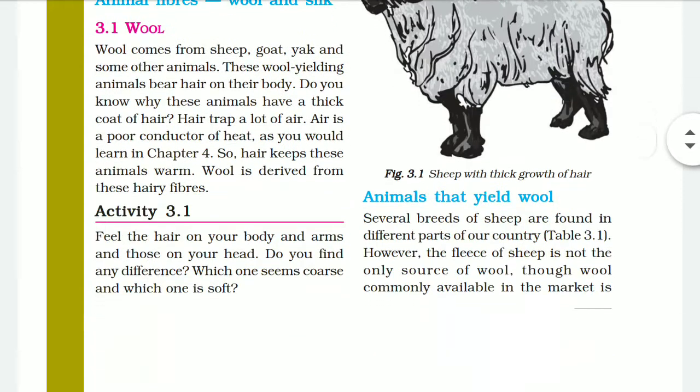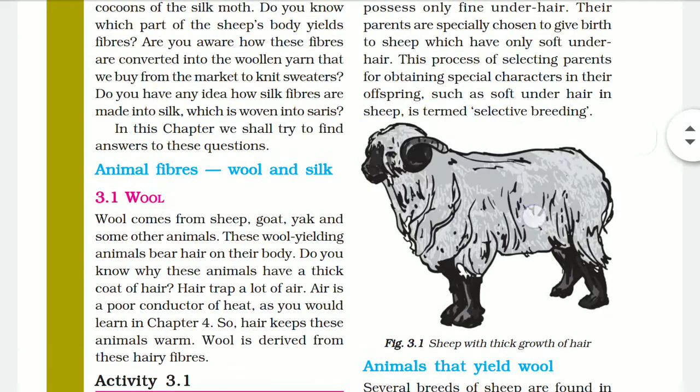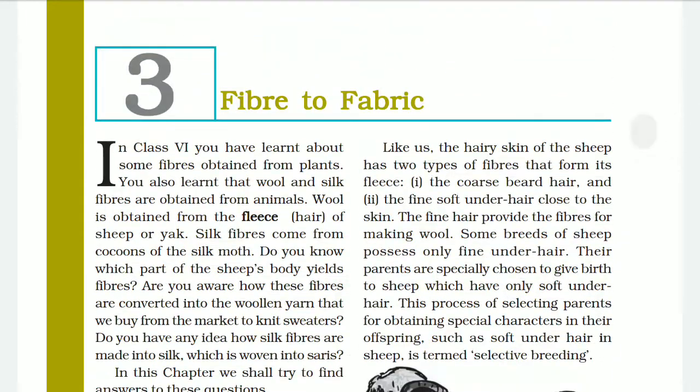Now there is an activity given here, right? It shows whether the hair on the body and arms is the same or different. Like us, the skin of the sheep has two types of fibers, and together they form a fleece. First, the coarse beard hair, and then the fine soft hair close to the skin. The fine hair provides the fibers for making wool.